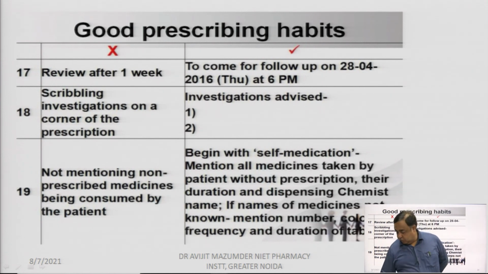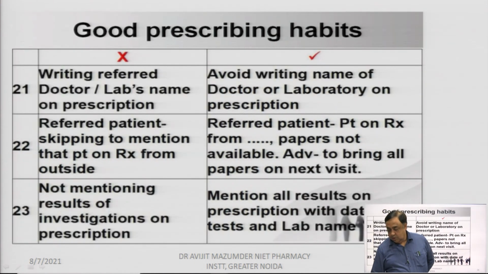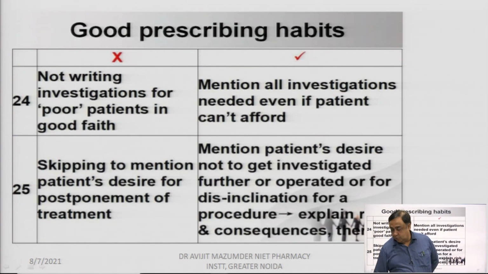So self-medication should be avoided. Skipping negative medication history in good faith. Mention all the things negative about the patients, like not taking the prescribed medicines, not taking the medicines on time, skipping on certain occasions. They are there. Writing the referred name of the doctors clearly on the prescription. That is one of the most important parameters which we should see.